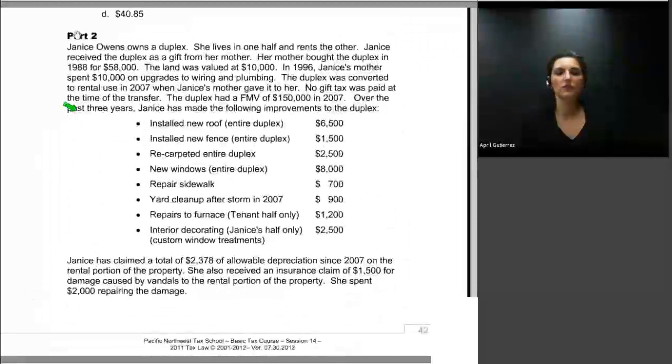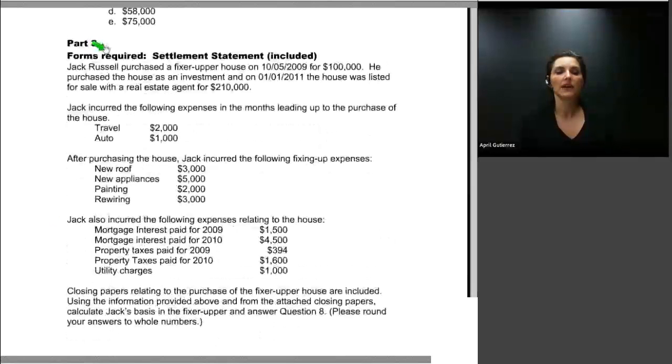In part 2, we're throwing a more complex problem at you. We've got Janice Owens, who owns a duplex. She's using some of it for business, some of it for personal, and your job is to figure out her cost basis in each half. That is the business half and her personal half. What is her cost basis in each half? And finally, in part 3, we're actually giving you a settlement statement for Jack Russell, who has purchased a fixer-up house. And you're going to have to tell us what Jack Russell's basis in his fixer flipper is.